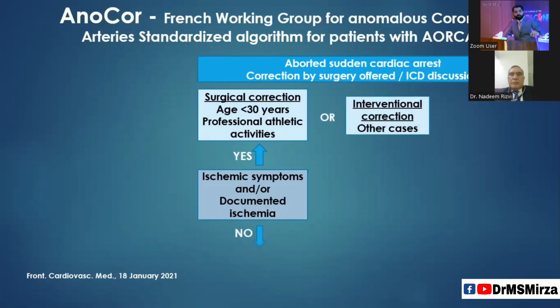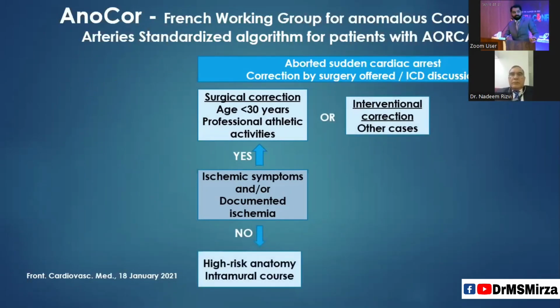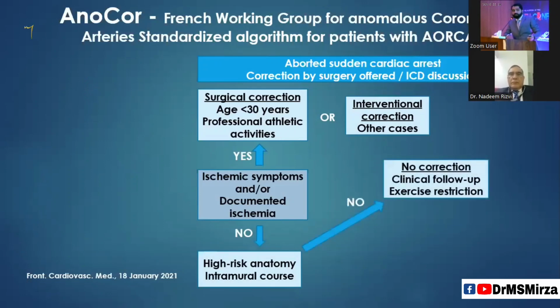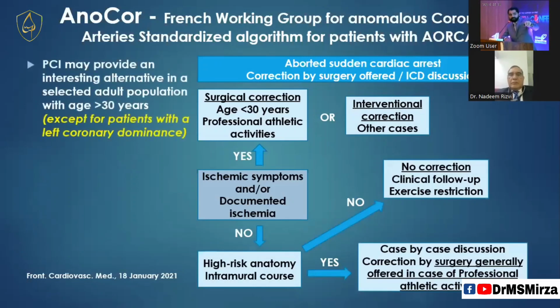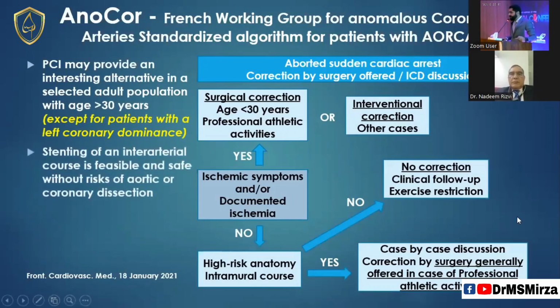But if the patient does not have ischemic symptoms, we have to look for high-risk anatomy, as we have seen in our patient, a malignant course. If that is also not present, then no correction, only clinical follow-up and exercise restriction. If the patient has a malignant course, then case-by-case discussion, but correction by surgery will be offered only to those involved in professional athletic activities. So in conclusion, only 2 things.